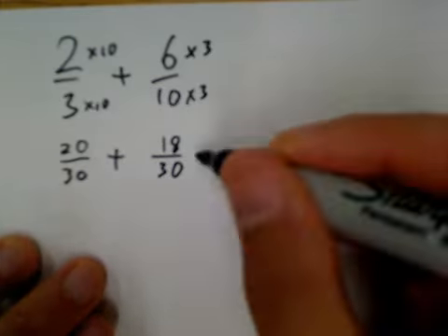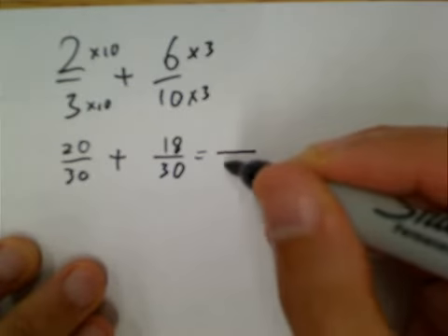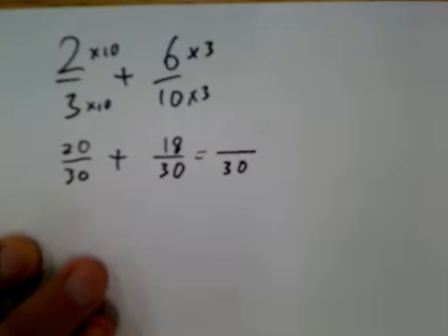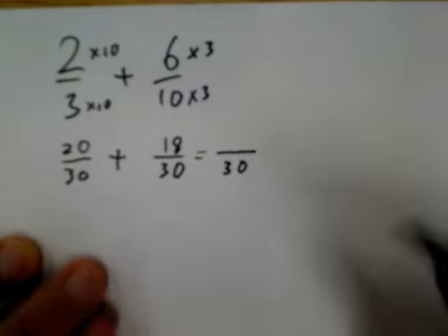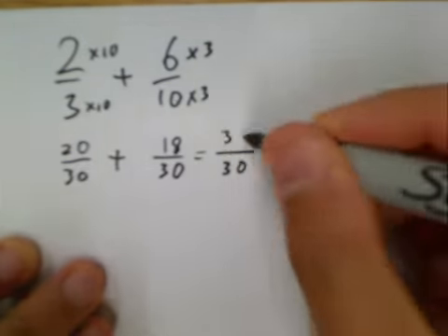Now I need to add these up. Once you have that common denominator, that will stay the same. So let me put that 30 there. In the numerator, 20 plus 18 is 38.